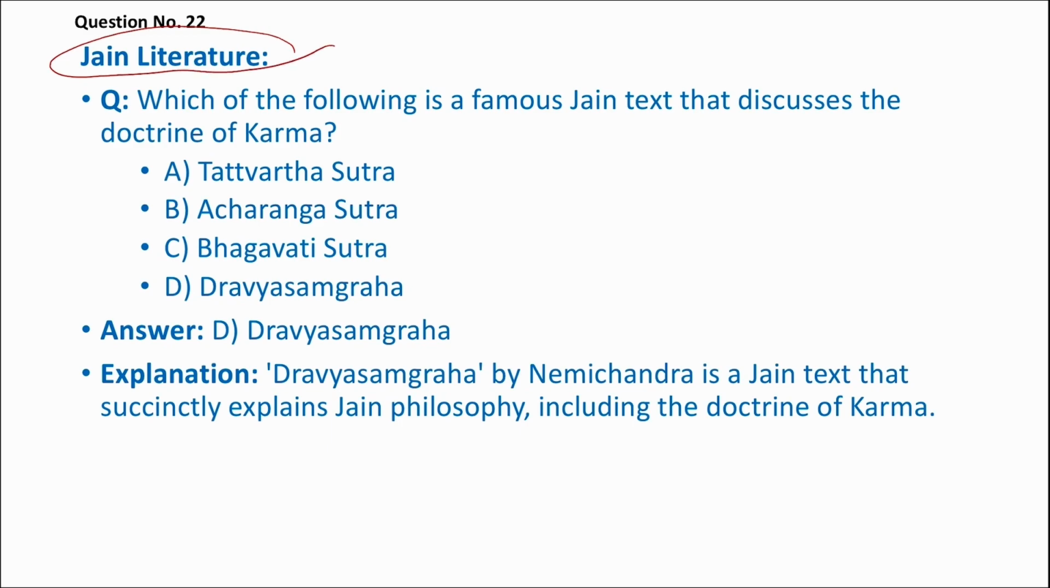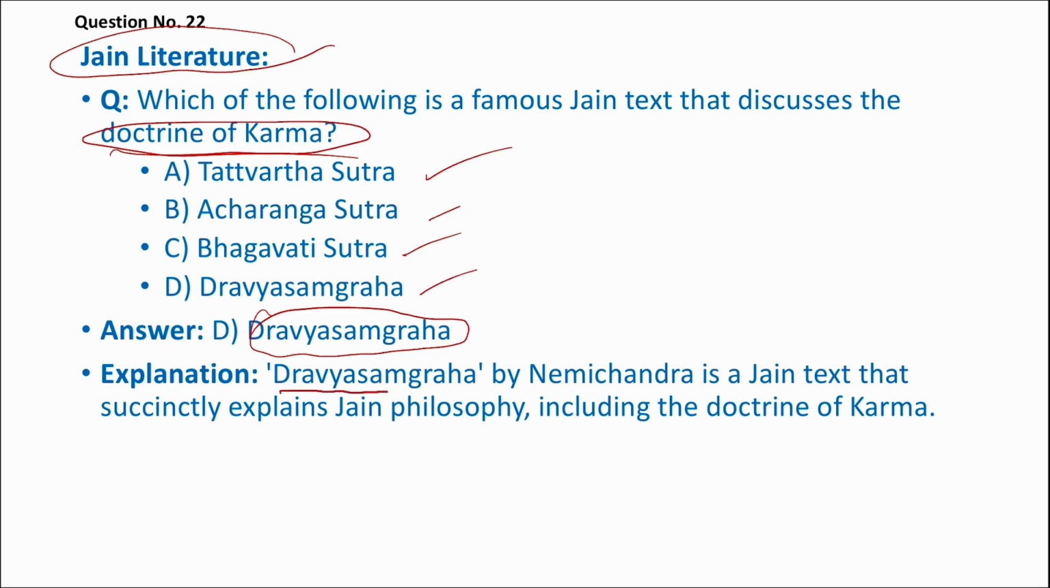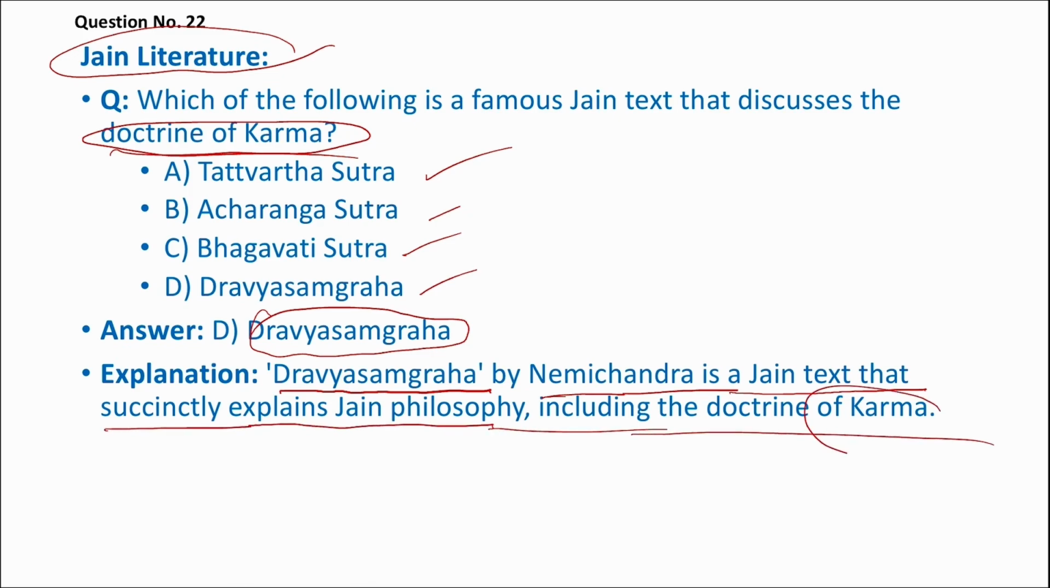The next question is on Jain literature. Which of the following is famous text that discusses the doctrine of karma? Tattvartha Sutra, Acharanga Sutra, Bhagavati Sutra, Dravya Sangraha. So we have four options. Dravya Samgraha is the right answer. It deals with the doctrine of karma in Jainism, right? So Dravya Samgraha, written by Acharya Nemichandra, is the main text that succinctly explains Jain philosophy, including doctrine of karma.